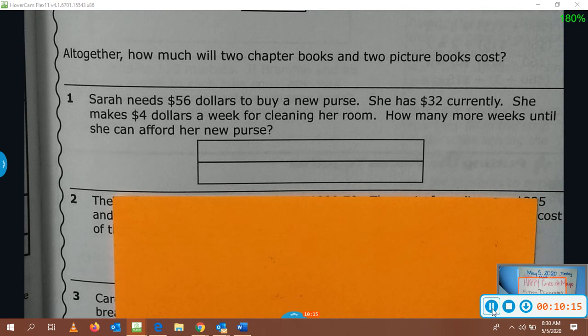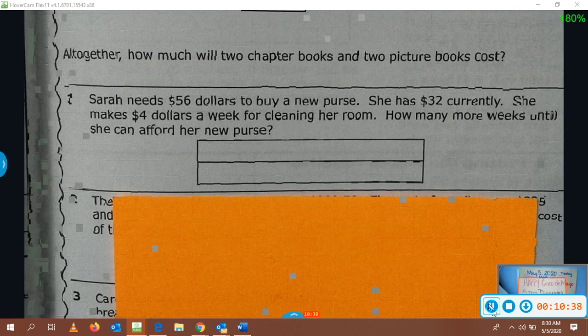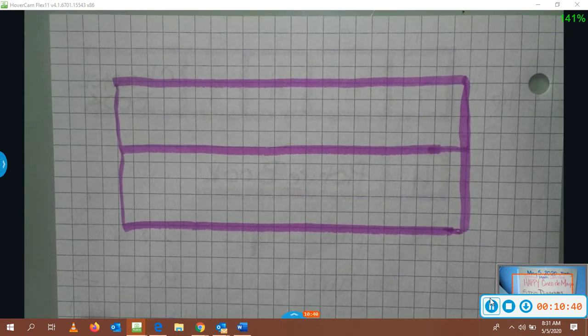Okay, so let's go with some of the things that we know. We know that the total price of the purse is $56. We also know that she has $32. And we know that she makes only $4 a week for cleaning her room. So, go ahead and set that up for me. Pause the video. Okay, let's see what you got.